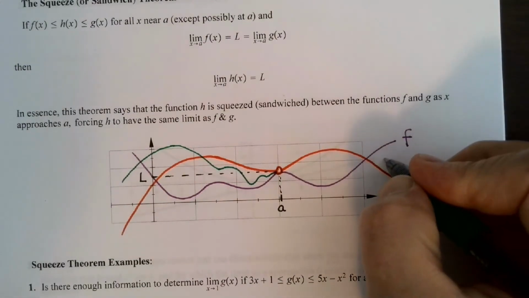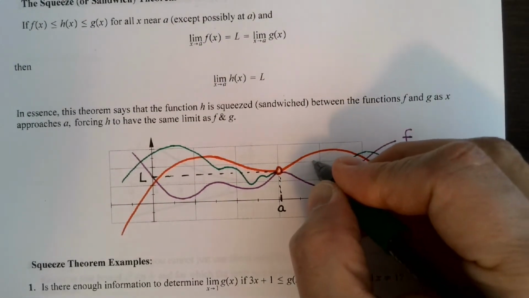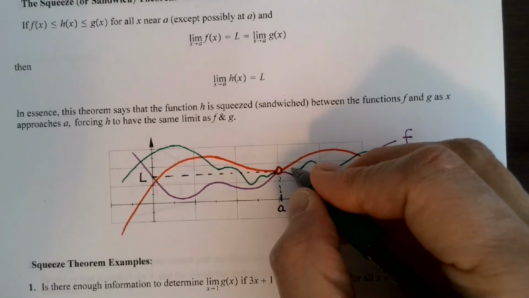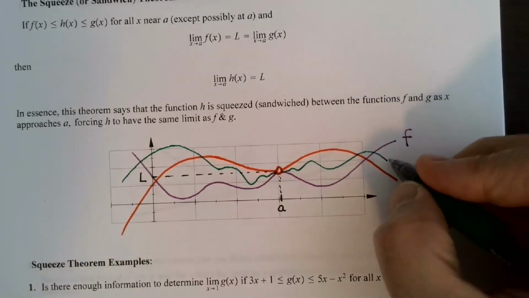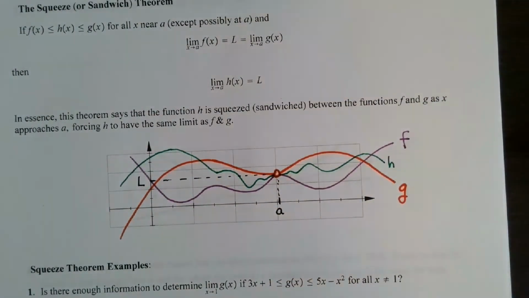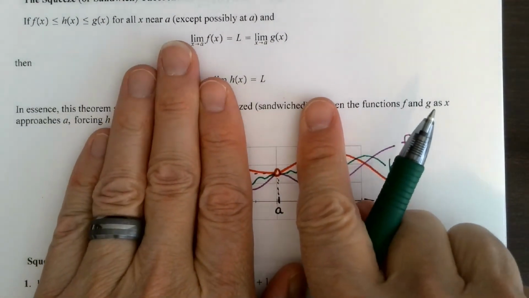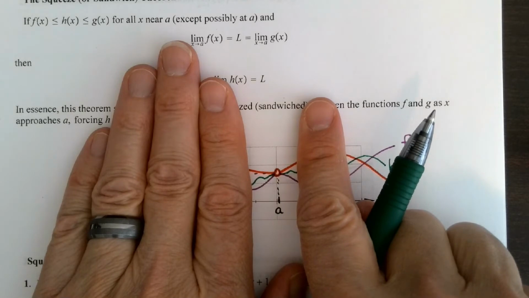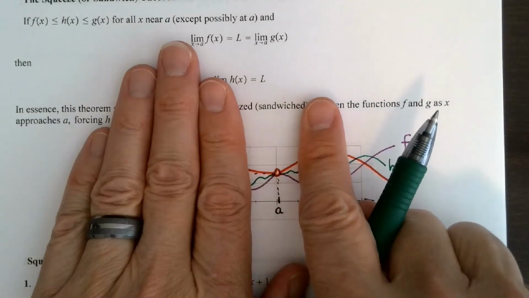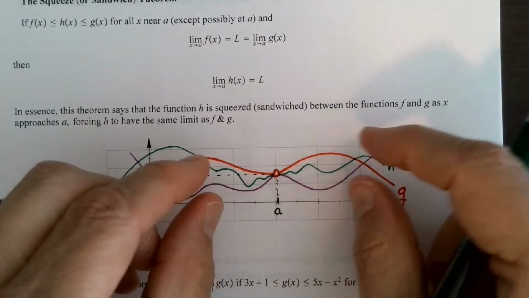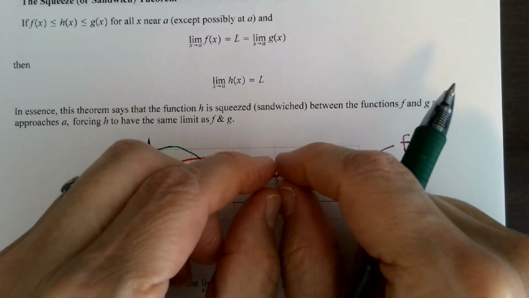Same thing from this side, right? As I get close to it, I have to stay between the red and purple function. I'm squeezed down to that same value. So there's the graph of the function h. So you see the squeeze theorem is really close to a. We get squeezed down so that all three functions basically will have the same limit. But that's provided f and g squeeze to the same value.